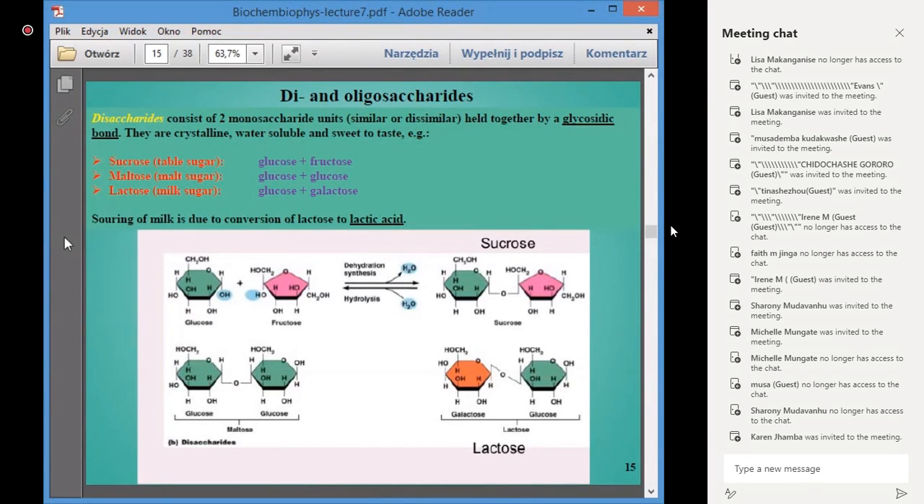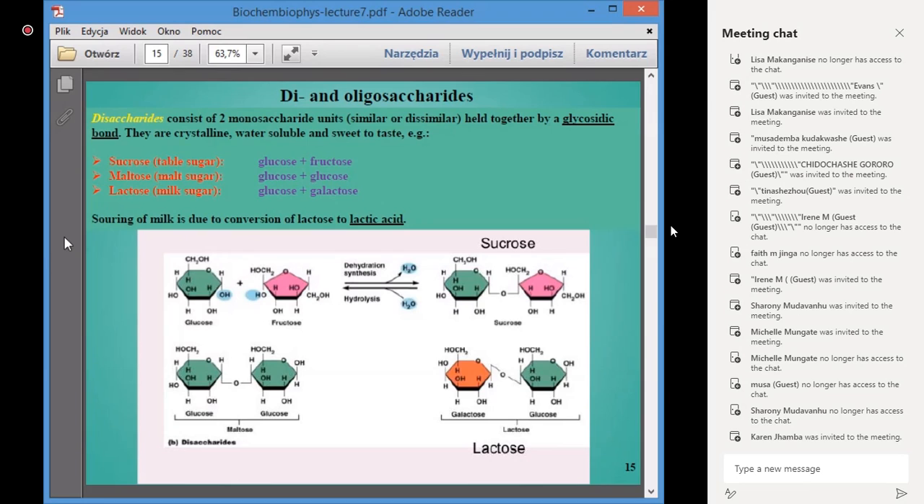So in each case, we have 2 monosaccharide units, which are connected by a glycosidic bond. And in case of such disaccharides, which I mentioned, they are crystalline in form, they are water soluble, and they have a sweet taste. And you can find the structure of such disaccharides on the picture. So the main idea is the same, but the basic units are different in case of all these three kinds of disaccharides.